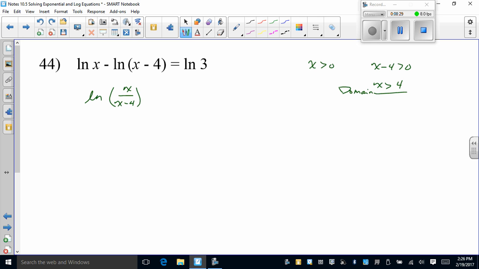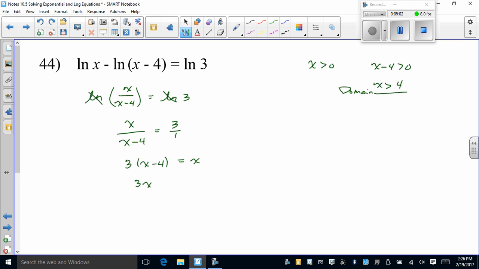Again, I have the same thing on both sides, so they can cancel out, kind of like squares canceling out, radicals canceling out. So I have x over x minus 4 equals 3 over 1. Again, cross multiply, get rid of the fraction. So I have 3 times x minus 4 equals x. Distribute. 3x minus 12 equals x.